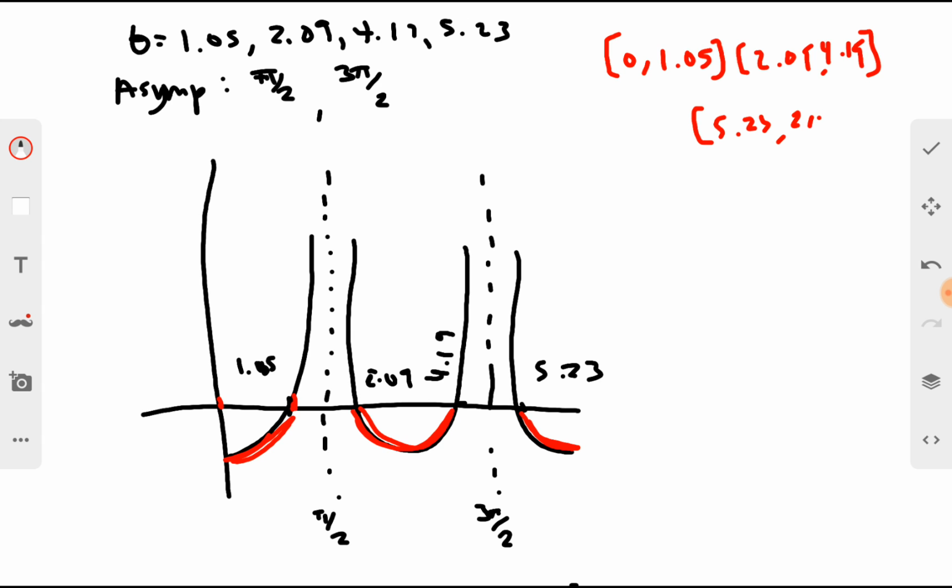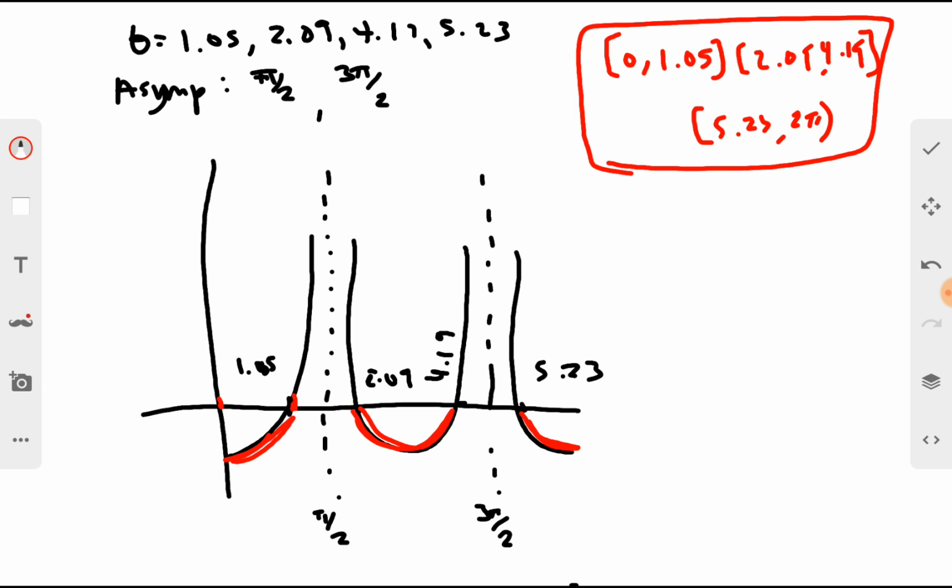And I'm not going to include 2 pi just because it's not included in the original question. It includes 0 but does not include 2 pi. So that's why that one's a round bracket. Okay, so there's our final solutions, taking into consideration the zeros and the asymptotes, and then looking at the final graph to get the final answer.